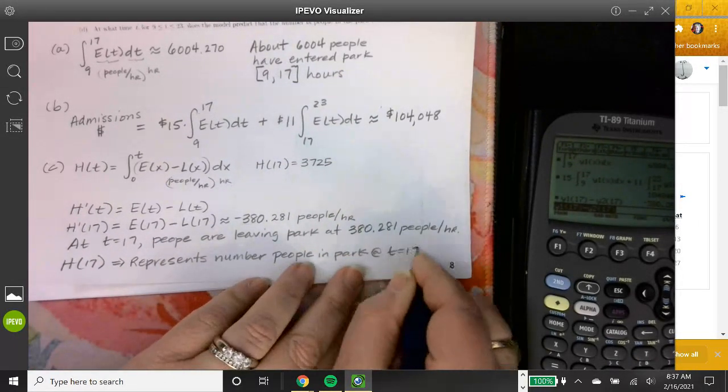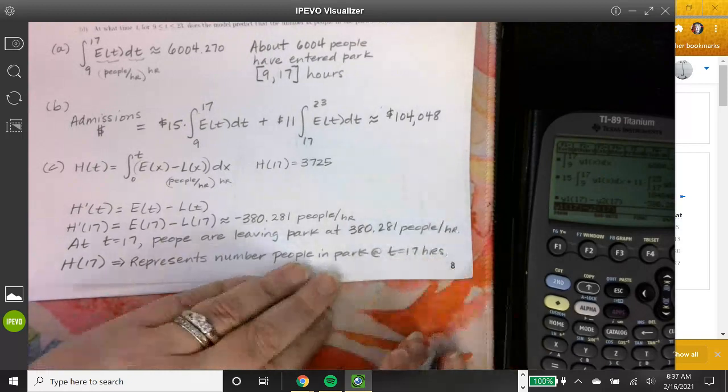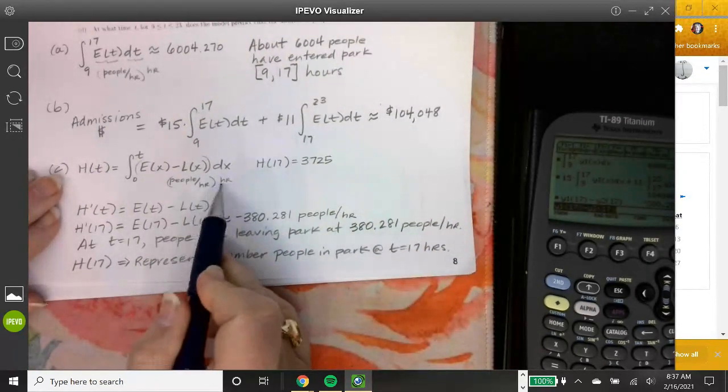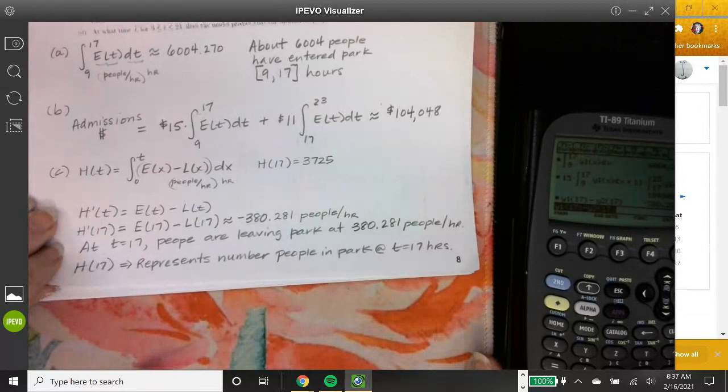At t equals 17 hours. Right? Well, it makes sense because people per hour times hours gives you 17. All right, next.